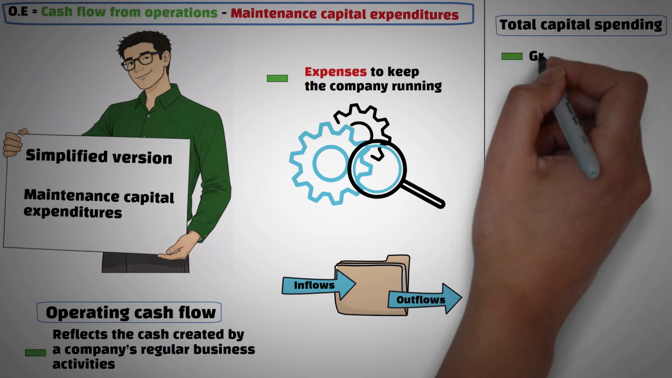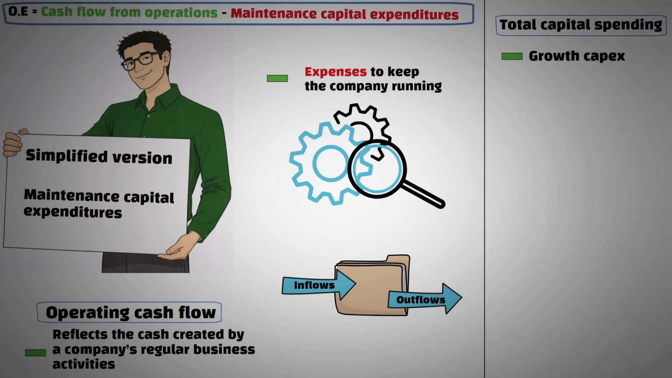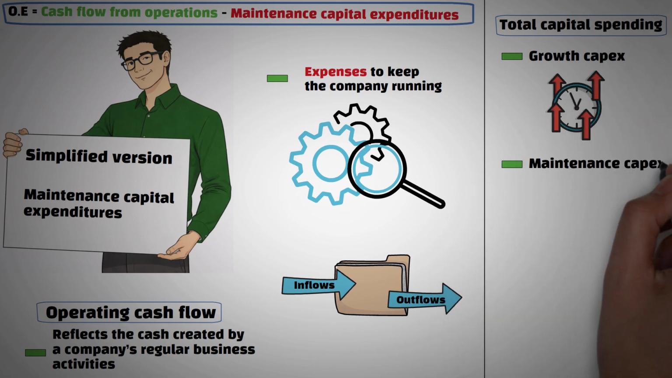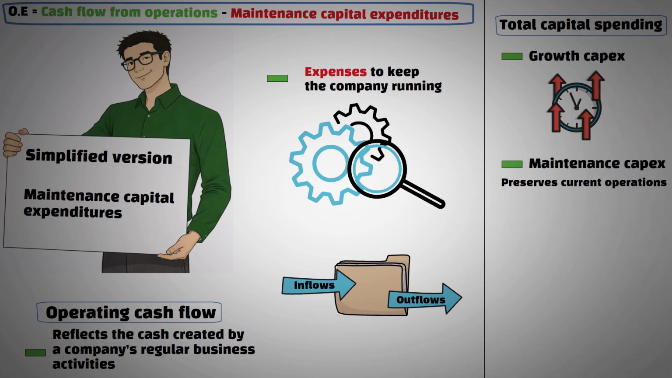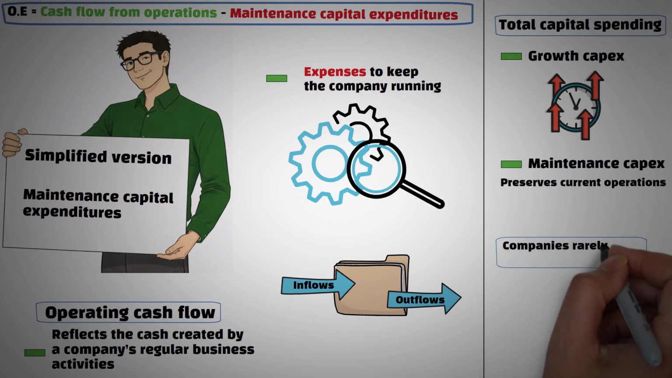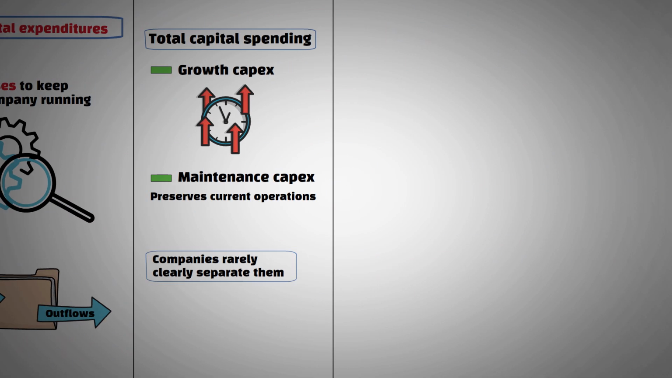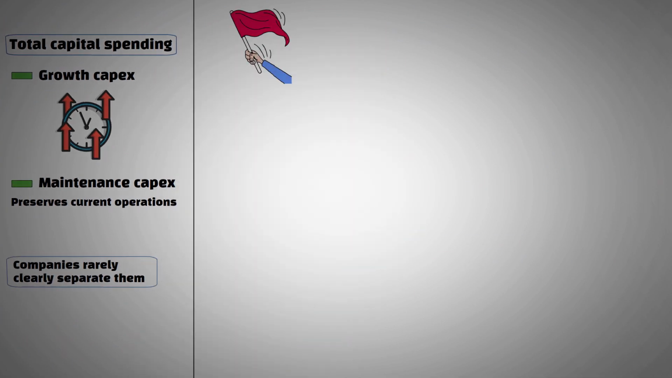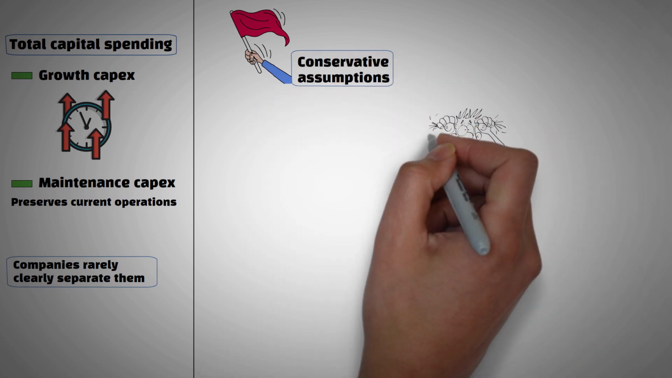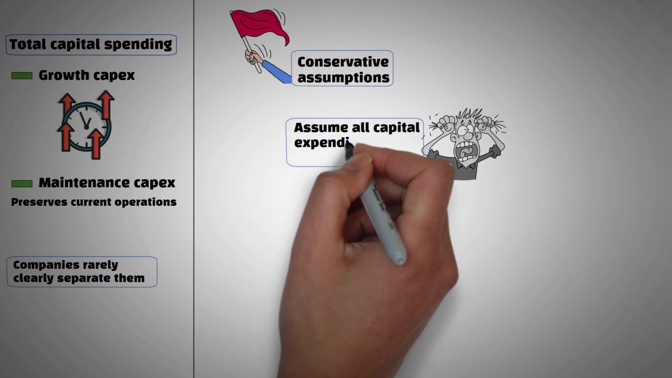Total capital spending includes both growth investments and maintenance spending. Growth capital expands future earnings, while maintenance capital preserves current operations. Because companies rarely clearly separate the two, Buffett encourages conservative assumptions. If maintenance spending is difficult to estimate, the safer option is to assume all capital expenditure is maintenance.